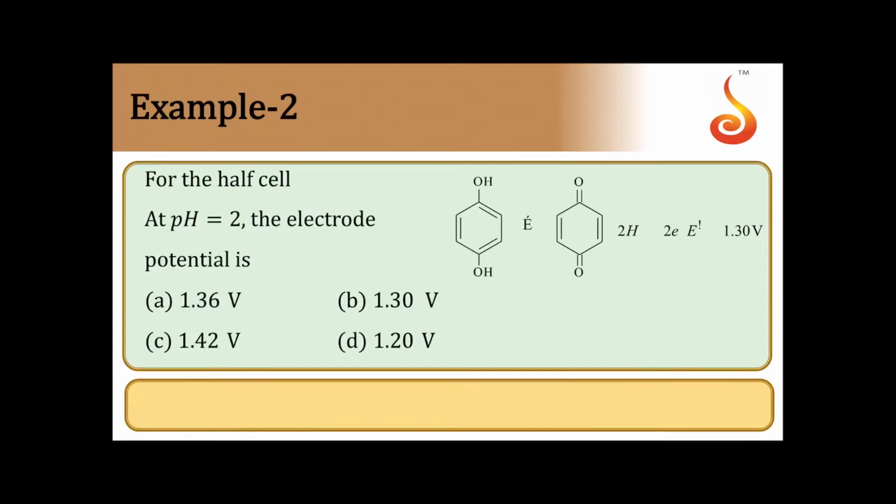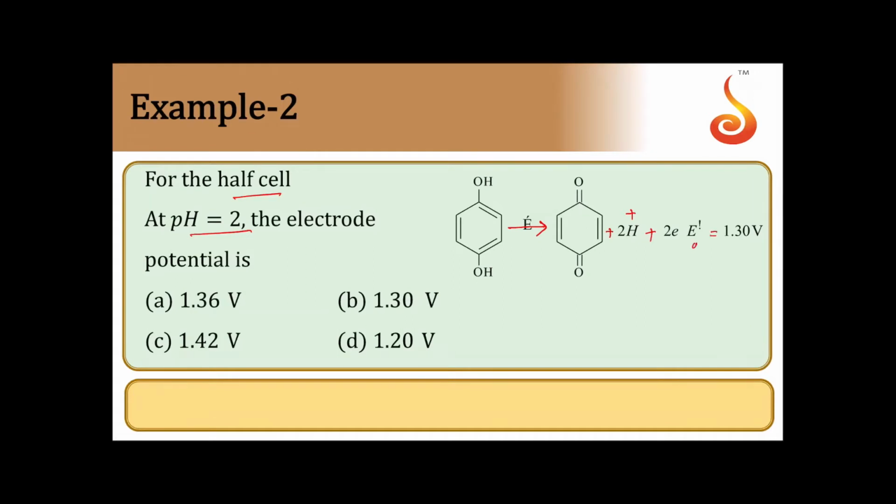Example 2. For the half cell at pH 2, the electrode potential is... So they have given here a quinhydrone electrode. The equations are not properly given, so let us correct this one. This is giving rise to, and the plus sign must be there here, 2H plus, 2 electrons, and this is given as E.